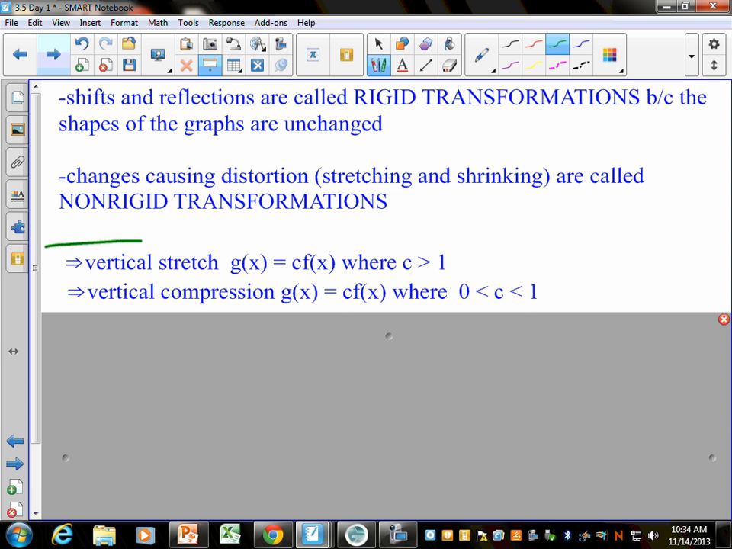The other good thing about this class, as opposed to pre-calculus, where I made you memorize these and say that's a vertical stretch or that's a horizontal shrink, is that here you just have to know how to graph it. And again, XY charts always work.